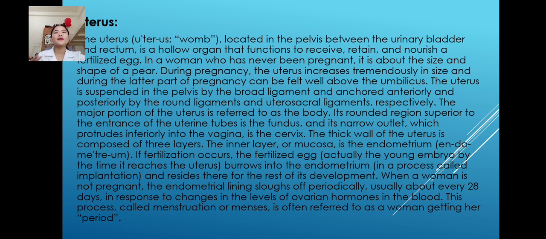the mucosa, is the endometrium. If fertilization occurs, the fertilized egg, actually a young embryo by the time it reaches the uterus, burrows into the endometrium, a process called implantation, and resides there for the rest of its development. When a woman is not pregnant, the endometrial lining sloughs off periodically, usually about every 28 days, in response to changes in the levels of ovarian hormones in the blood. This process, called menstruation or menses, is often referred to as a woman getting her period.